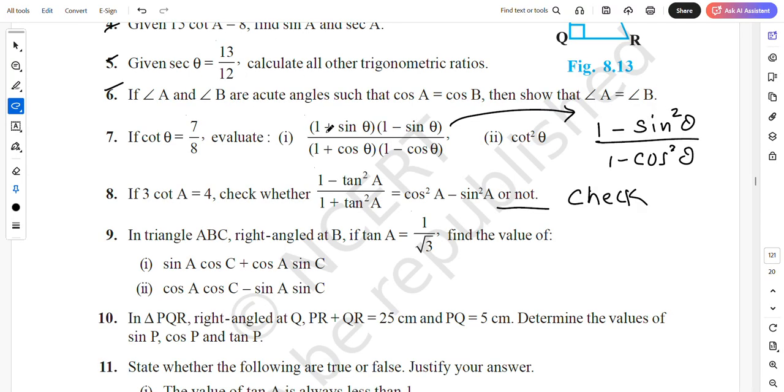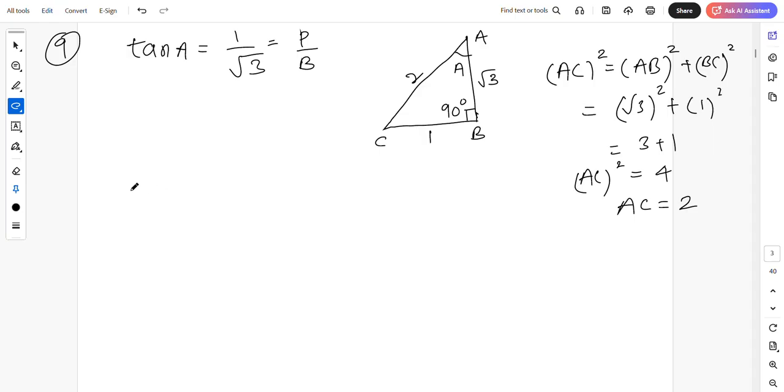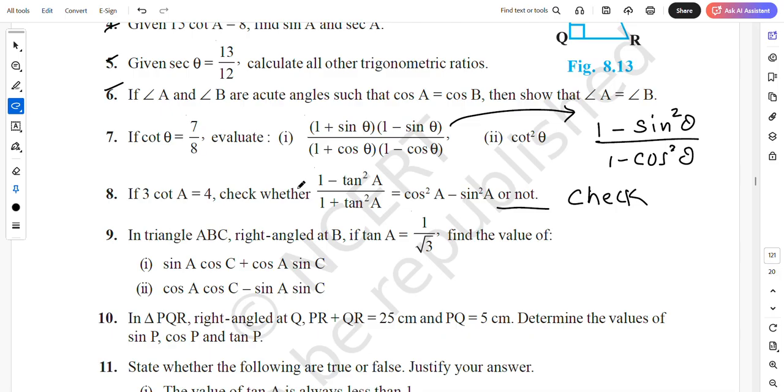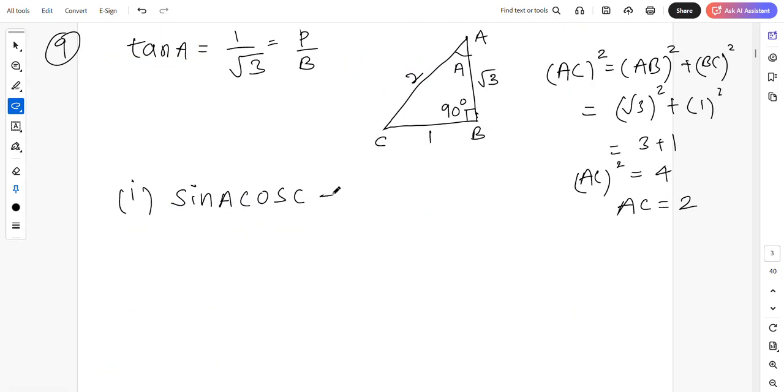Now what you are supposed to calculate? You are supposed to find the value of sin A cos C plus cos A sin C. Number 1, we calculate sin A cos C plus cos A sin C.